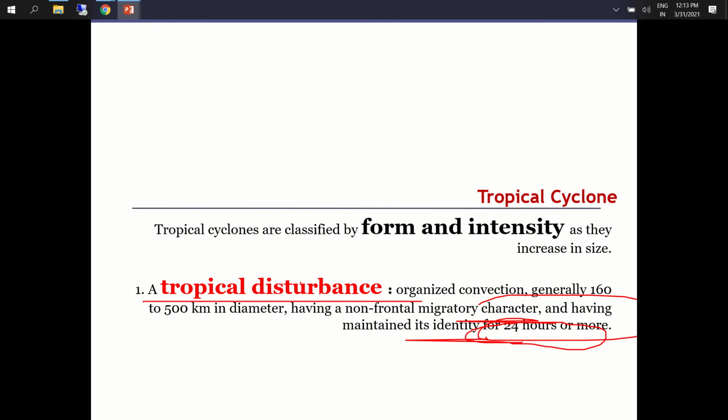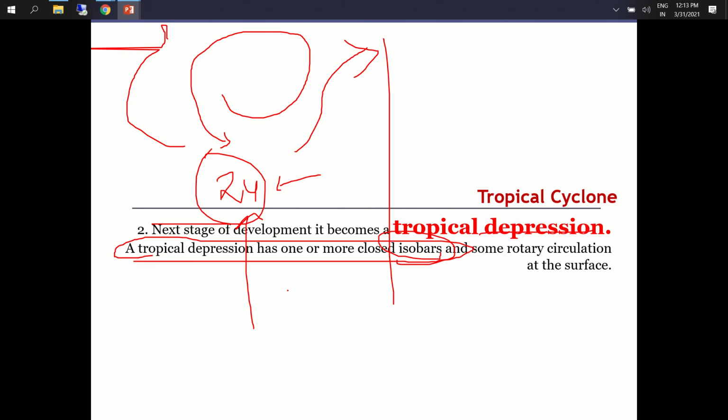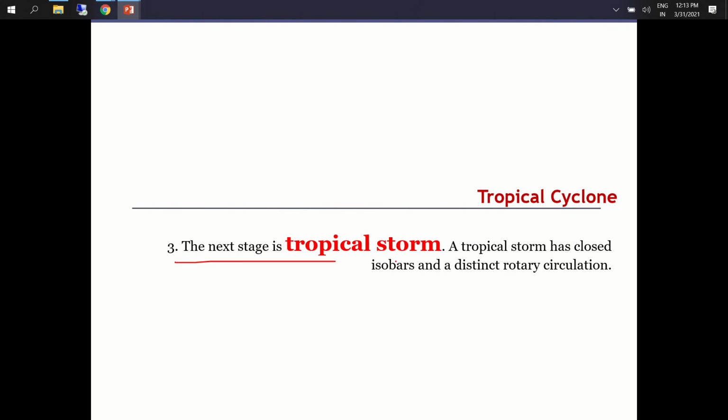Then they say that there is a possibility of changing. There's a possibility that this will change or form as a cyclone or depression. This is the second stage, where a disturbance can transform into a tropical depression. The third stage is actually the tropical storm.